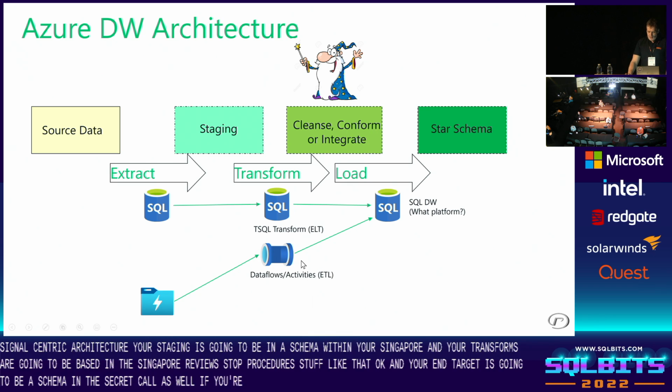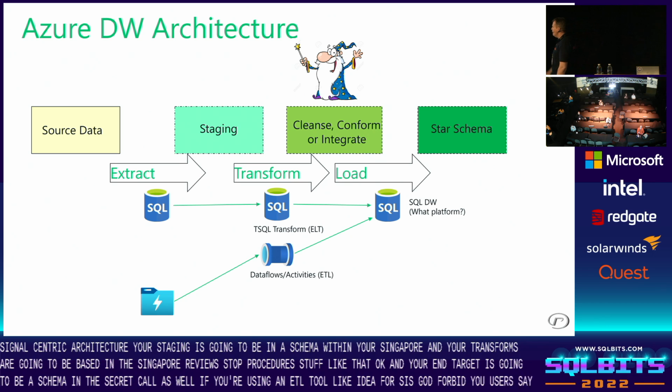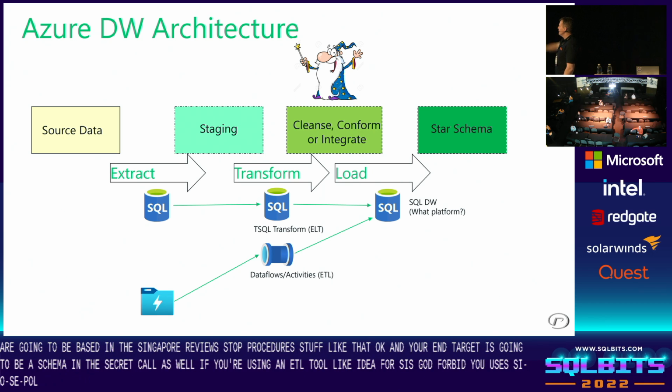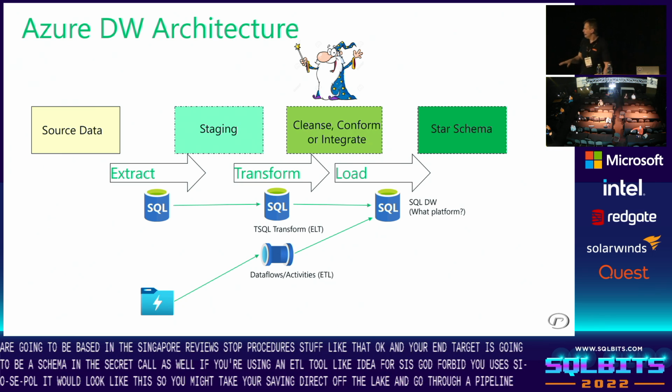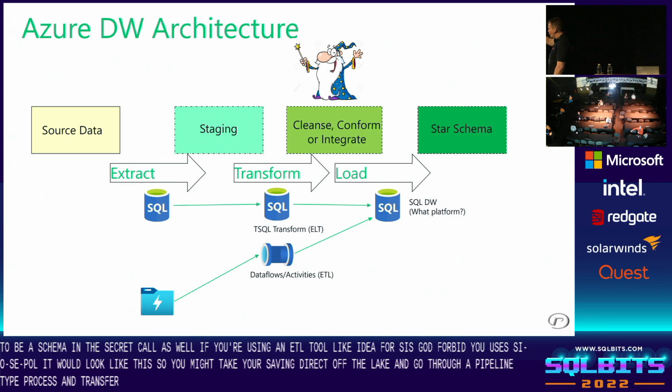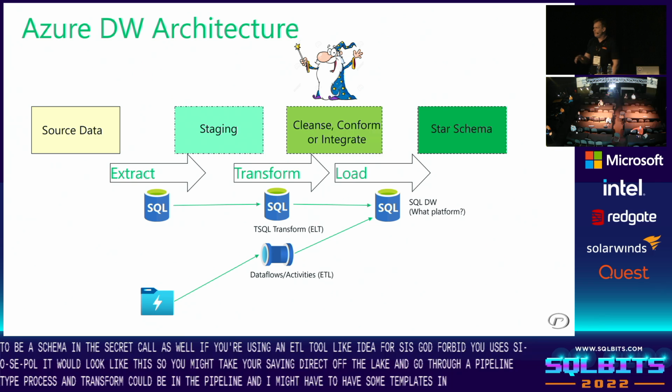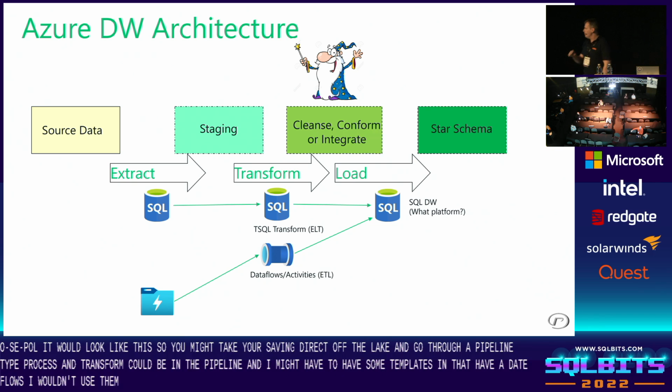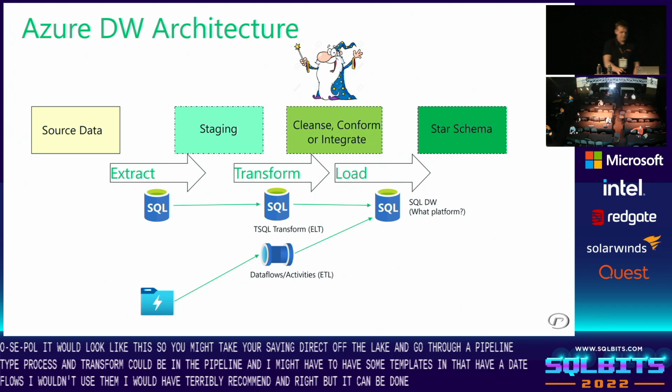If you're using an ETL tool like ADF or SSIS, God forbid you use SSIS on a SQL pool, it would look like this. You might take your staging direct off the lake and go through a pipeline type process, and the transform could be in the pipeline. I know Microsoft do have some templates in data flows. I wouldn't use them. I wouldn't terribly recommend them, but it can be done.